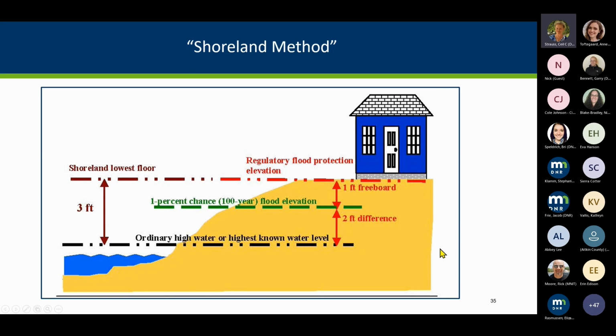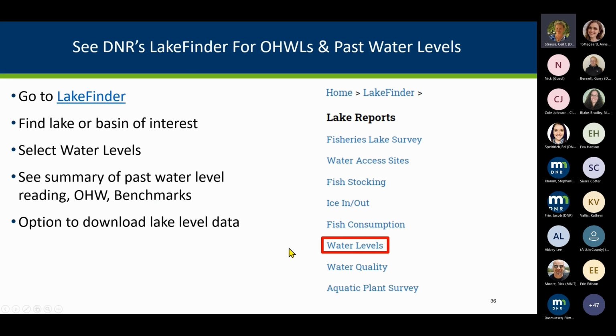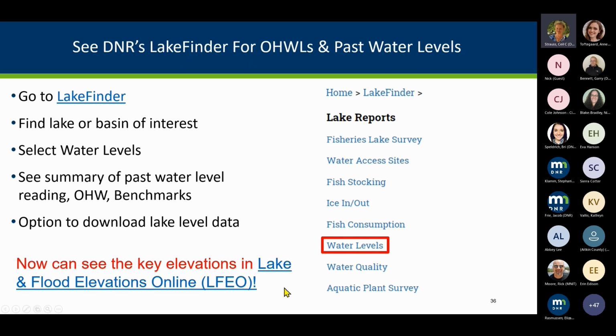And we do have a couple places where you can find the flood levels and the ordinary highs. You can go to our Lake Finder page. You can see the ordinary highs and the historical water levels if you choose the water level option in our Lake Finder page. And we now have our lake and flood elevations online viewer, where the ordinary high and the highest known are listed also.